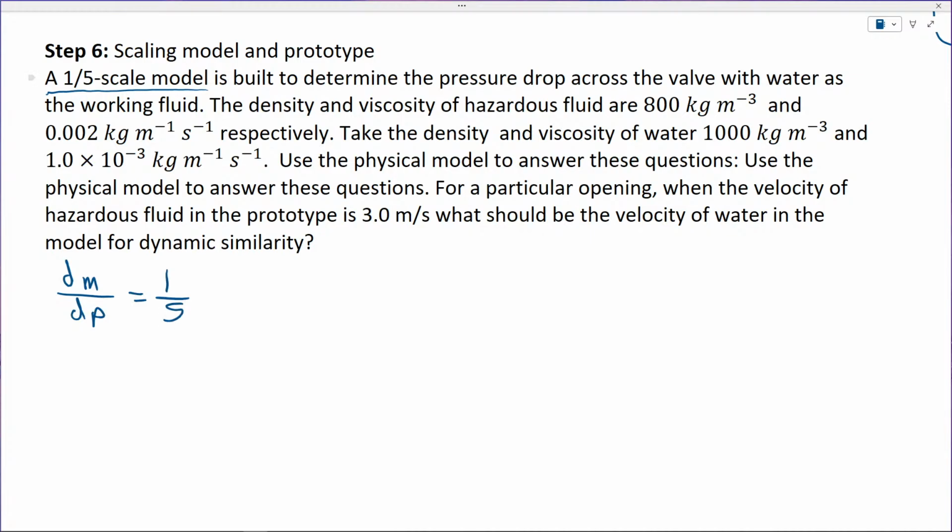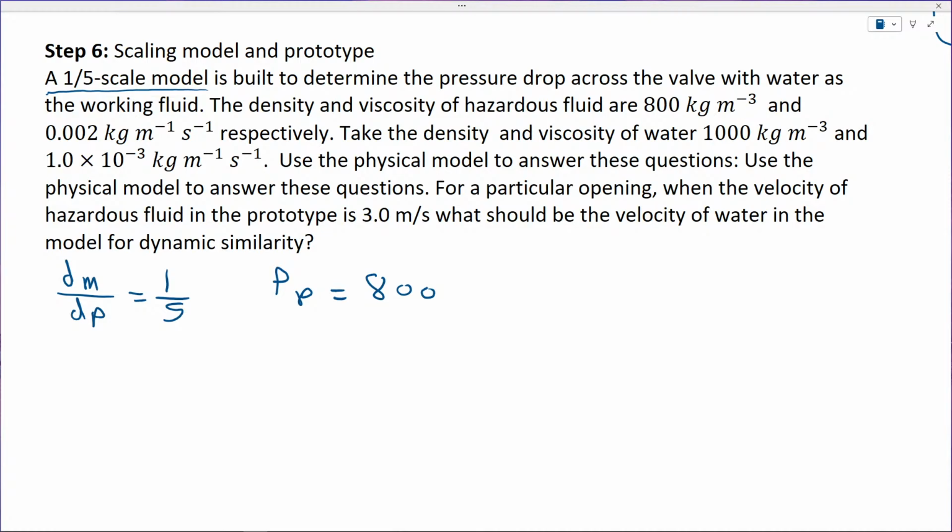One is built to determine the pressure drop across the valve with water as the flowing fluid. So we don't want to use the hazard material. The density and viscosity of the hazard fluids are given: rho prototype is 800 kilogram per meter cubed. I'm not going to write the units here because these are the same units and they will cancel. I'm not going to write it just because I'm lazy.